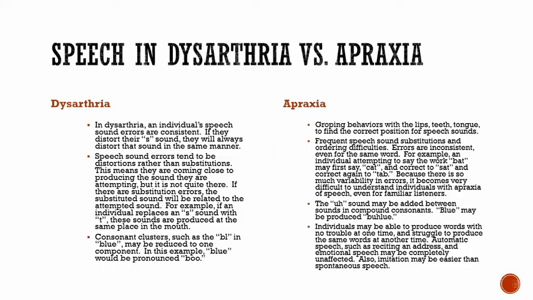In consonant clusters, a sound may be added between the consonants. So blue may be pronounced baloo. And then individuals may be able to produce words with no trouble sometimes and struggle to produce the same word at another time. Automatic speech, such as reciting an address, and emotional speech may be completely unaffected. Also, imitation is frequently easier than spontaneous speech for individuals with apraxia. You're not going to see this in individuals with dysarthria. Individuals with dysarthria are in general going to have trouble imitating just as well as they would have trouble with spontaneous speech.